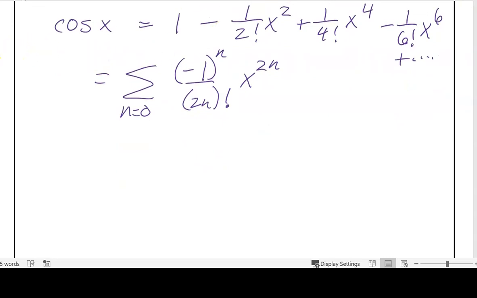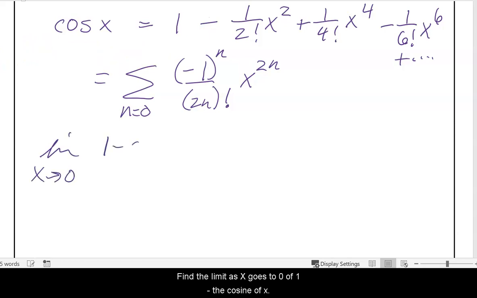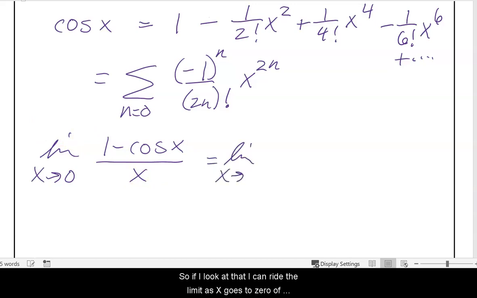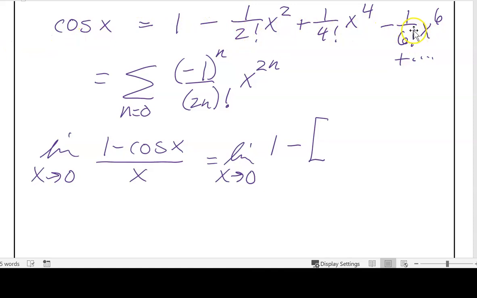Find the limit as x goes to 0 of 1 minus the cosine of x over x. So what I'm going to do instead is write this into here and then evaluate the limit. I can write the limit as x goes to 0 of 1 minus, and now I'm going to substitute this infinite polynomial here into those brackets.